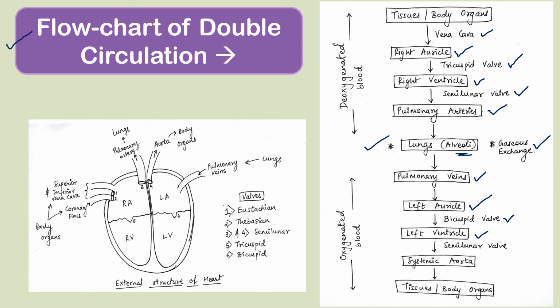Once the oxygenated blood comes in the left ventricle, it is directly pumped into the systemic aorta, which is guarded by the semilunar valve. The systemic aorta does the job of transporting this oxygenated blood to all the different body organs. So this was the quick recap of double circulation.